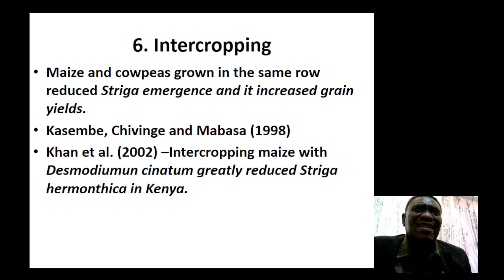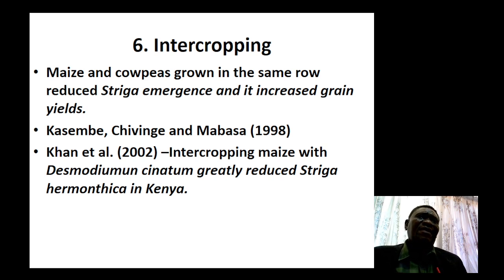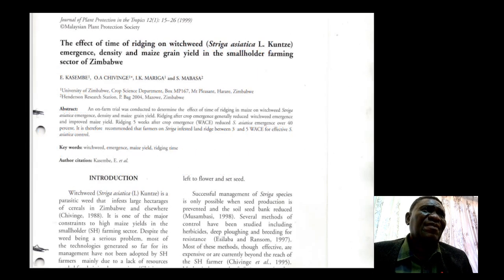So what we are saying is that intercropping maize with legumes like cowpeas, and in Kenya, intercropping with the Desmodium uncinatum, reduced the Striga. So this could be beneficial. So here are some of the papers on this intercropping. If you have got time, you can read them.